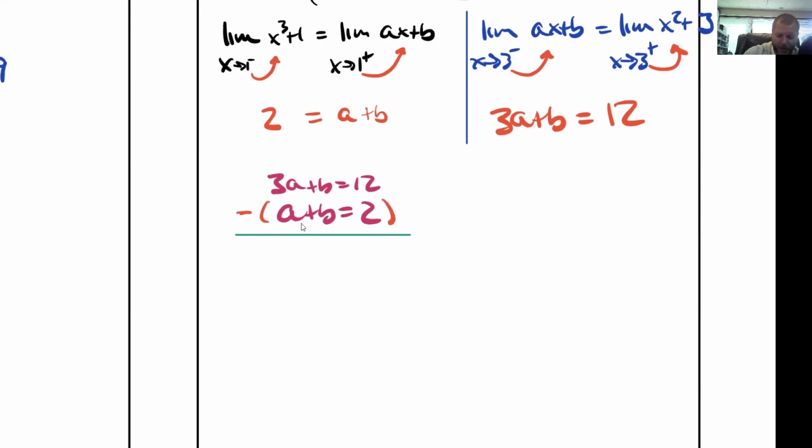3a minus a would give us 2a. Oh, and I can do elimination because I realize that these b's are the exact same. So if I subtract, they cancel. B minus b is gone. 12 minus 2 is equal to 10. So a would equal 5.